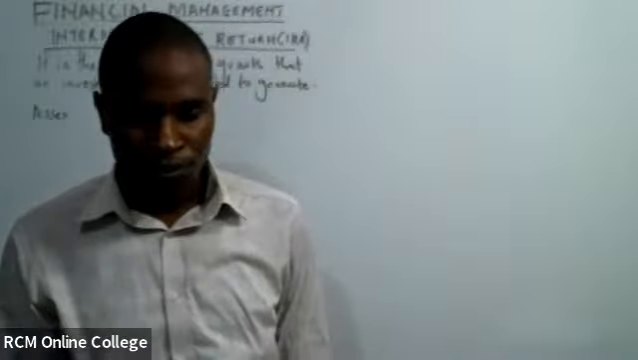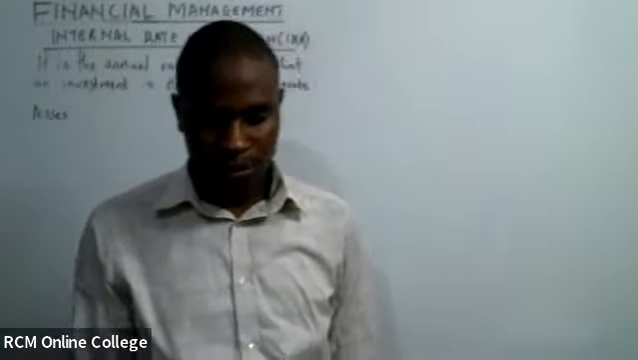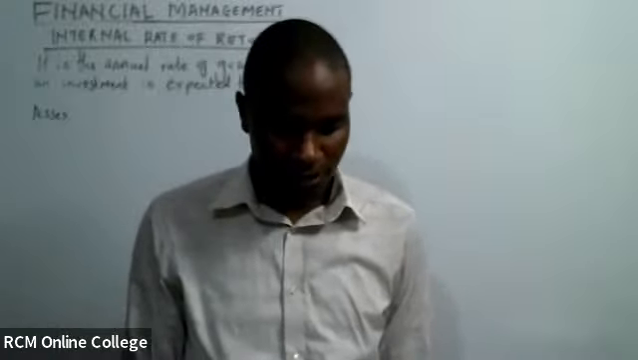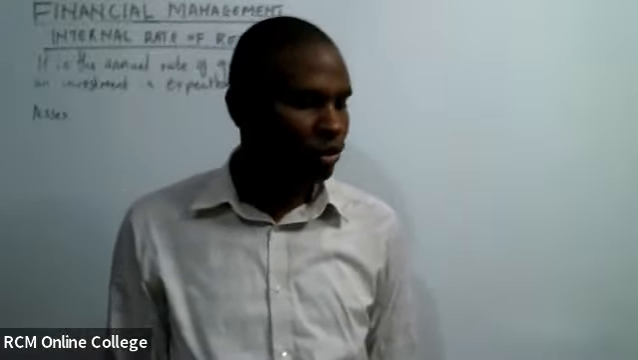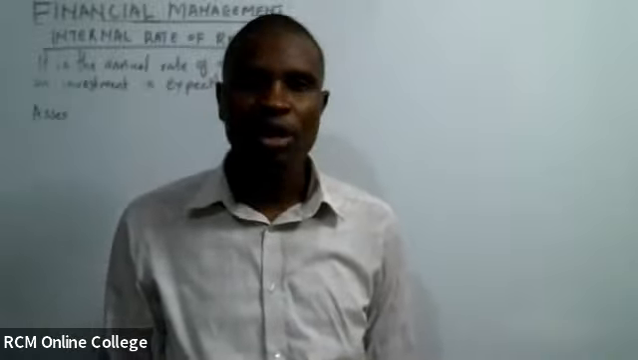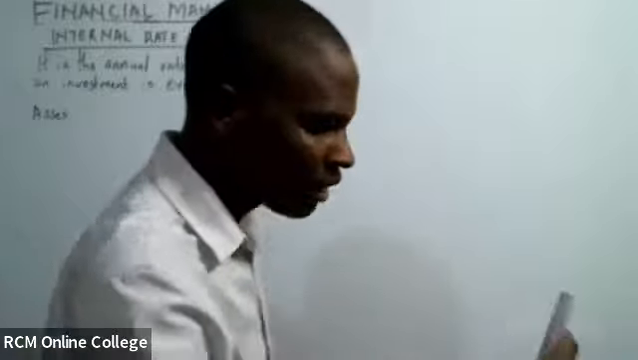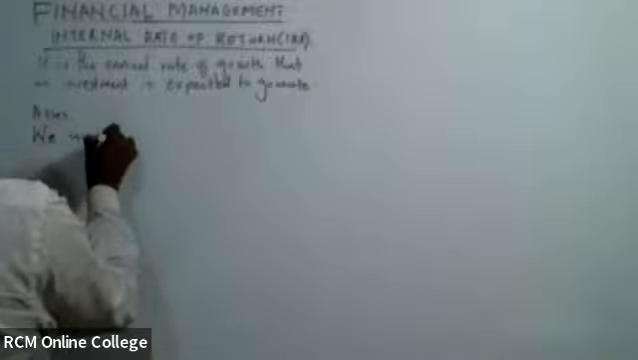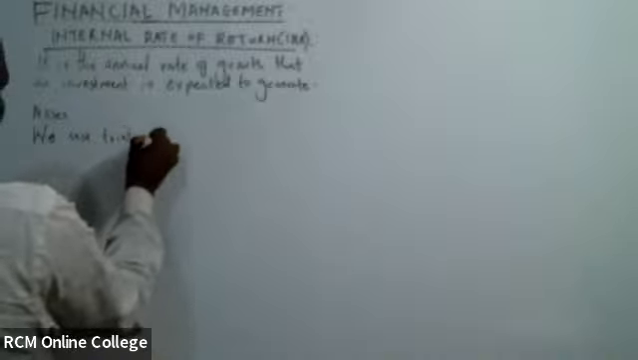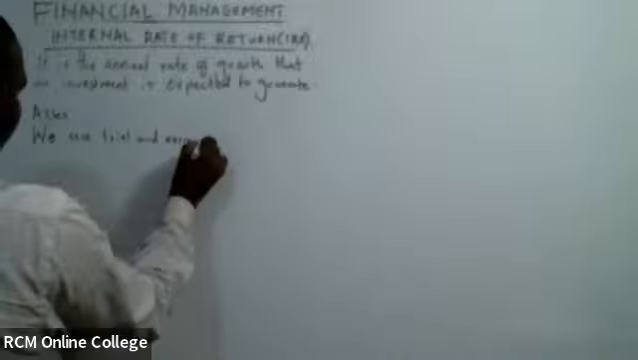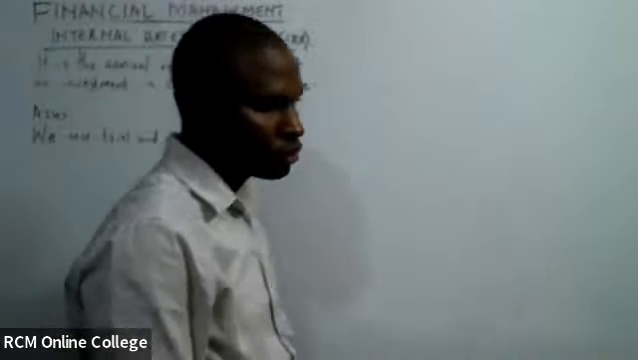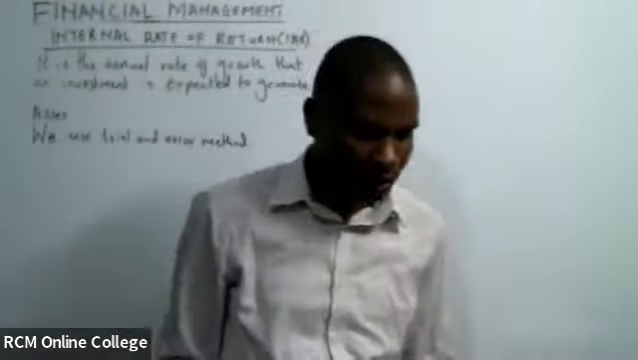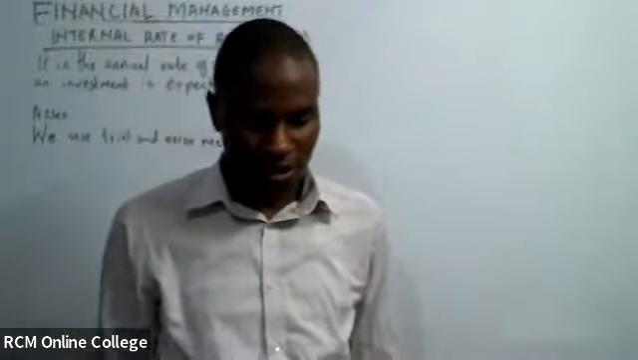Next statement, still under that. Okay, maybe before you go to the next, you can say that we use the trial and error method. So when we are increasing the cost of capital, we use the trial and error method. Next statement, still under that.